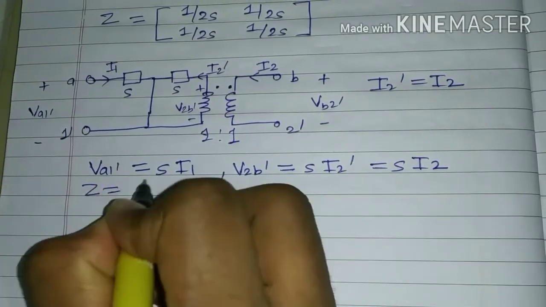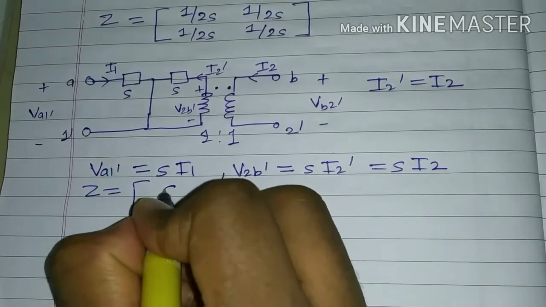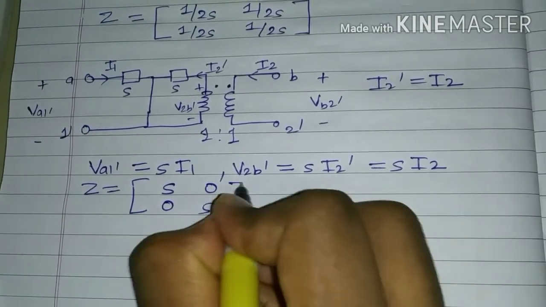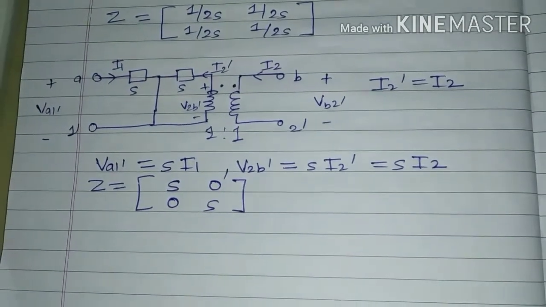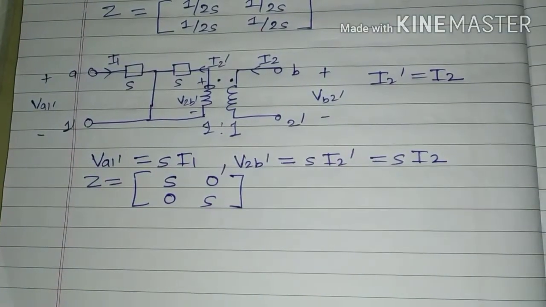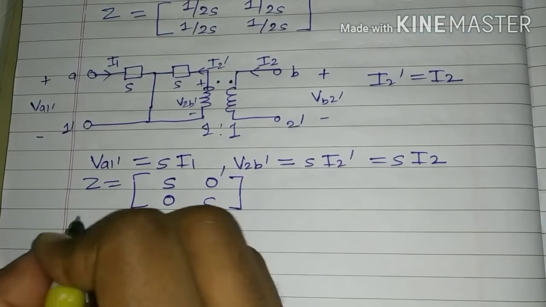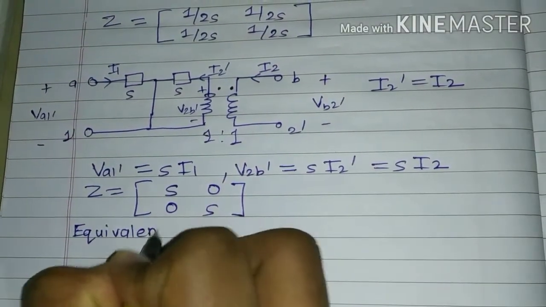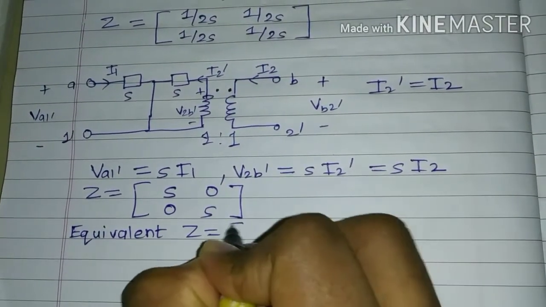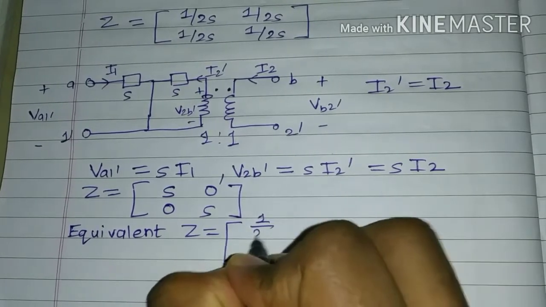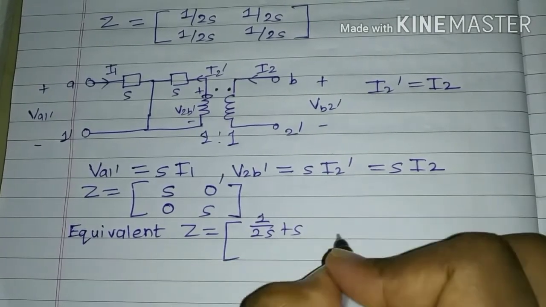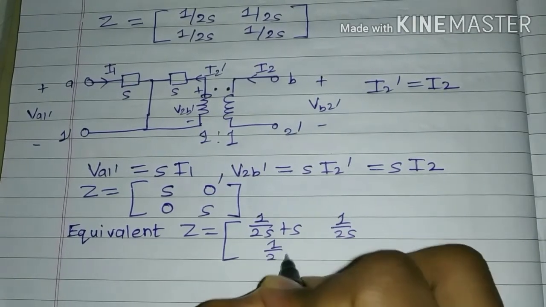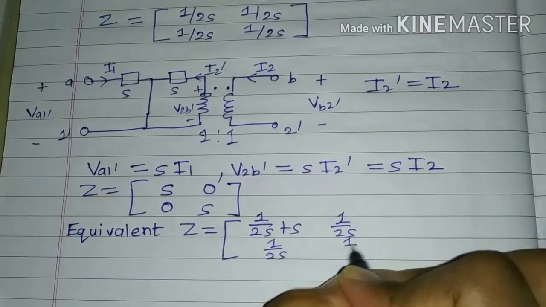So the Z parameters of this circuit is S, 0, 0, S. Since both the networks are connected in series, the Z parameters of the equivalent network will be equal to the summation of the Z parameters of each of these circuits. So equivalent Z will be equal to 1 upon 2s plus S. This is 1 upon 2s. This is again 1 upon 2s, and over here 1 upon 2s plus S.